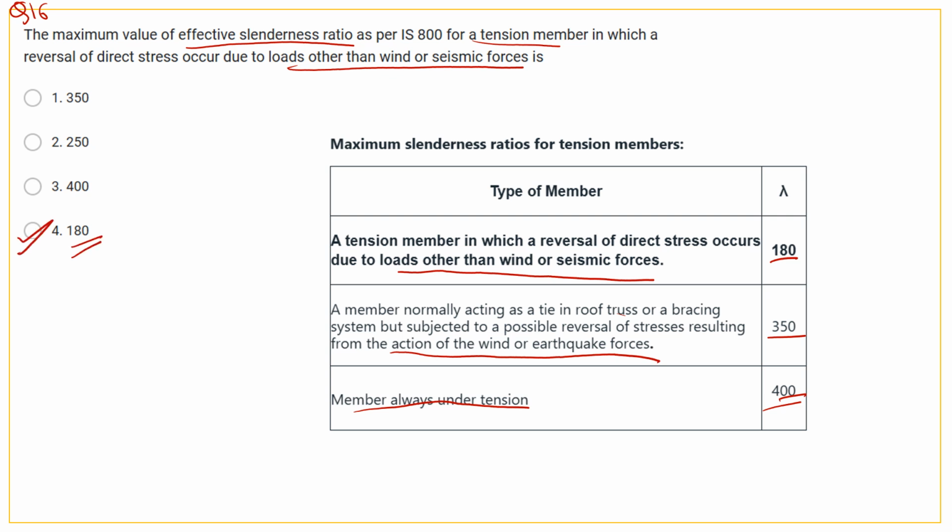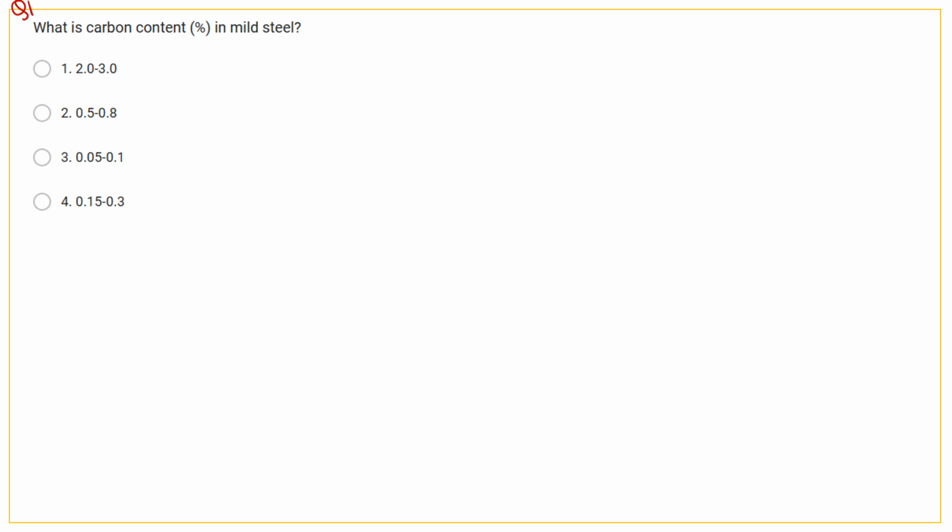The next question is question number 17. What is the carbon content percentage in mild steel? So mild steel is considered under the low carbon content steel. The carbon content for mild steel is 0.15 to 0.3%. Here the last option is correct for the carbon content of mild steel.